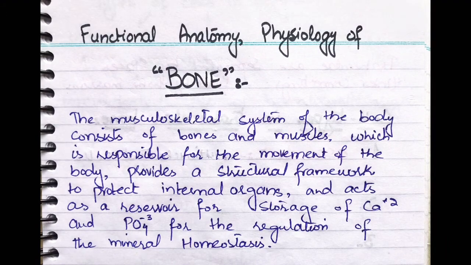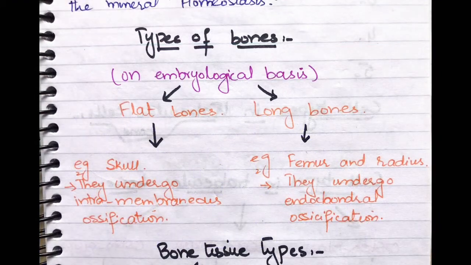In order to classify the bones, we have different criteria on which we can divide bone into different categories, but here we are only concerned about its embryological basis. On its embryological basis, we divide bone into two types: the flat bones and the long bones.